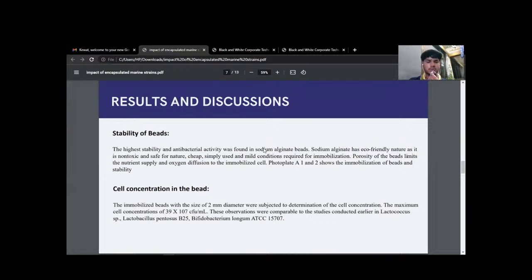Cell concentration in the beads. The immobilized beads with the size of 2 mm in diameter were subjected to determination of cell concentration. The maximum cell concentration was 39 into 10^17 CFU per ml. These observations were comparable to the studies conducted earlier in Lactococcus species, Lactobacillus pentosus B25, and Bifidobacterium longum ATCC 15707.